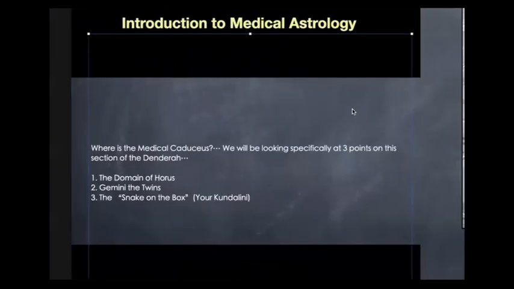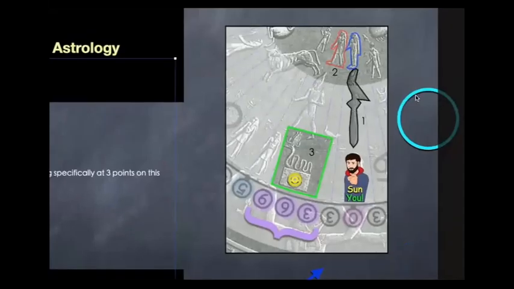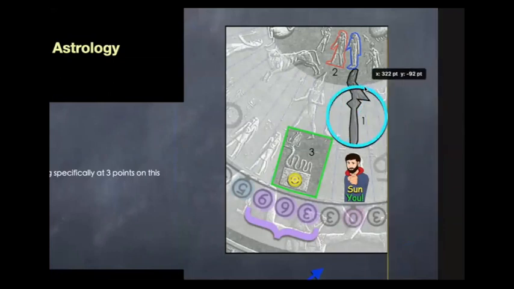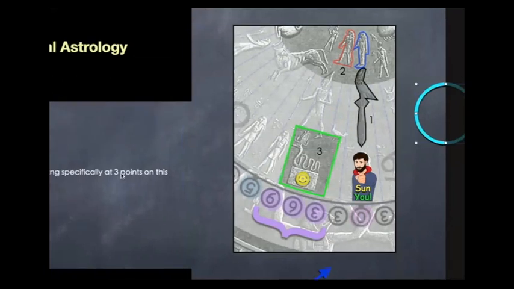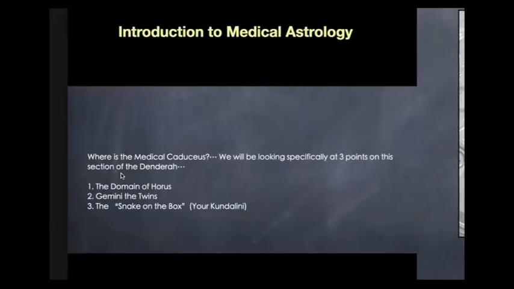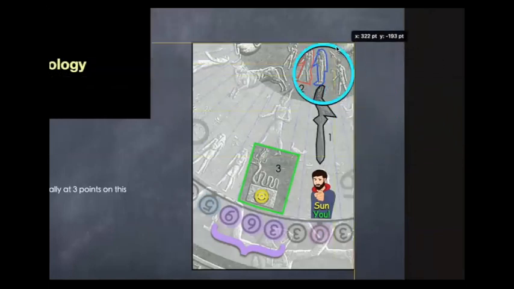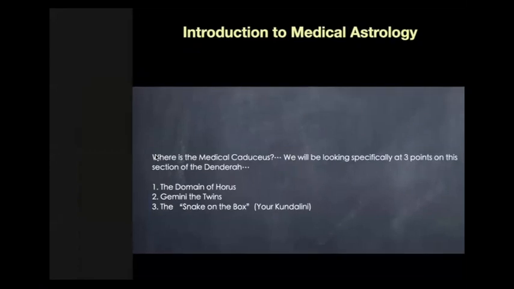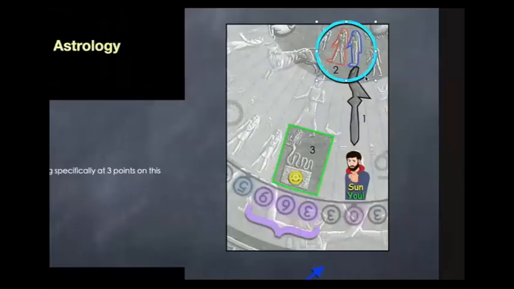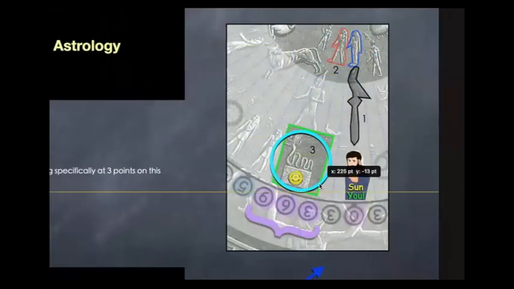The domain of Horus is number 1. You can see number 1, this is called the domain of Horus. Okay, we'll get into detail in a minute. Number 2, Gemini, the twins. The twinning of you. And then number 3, the snake in the box, your kundalini. This is the way they depicted your kundalini.